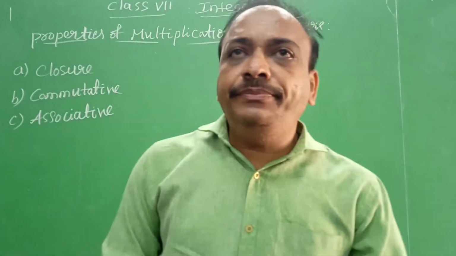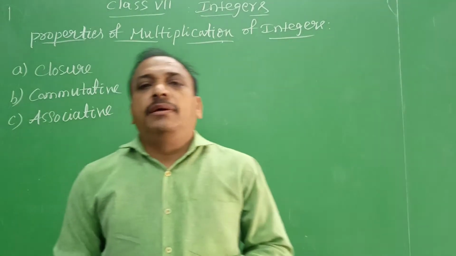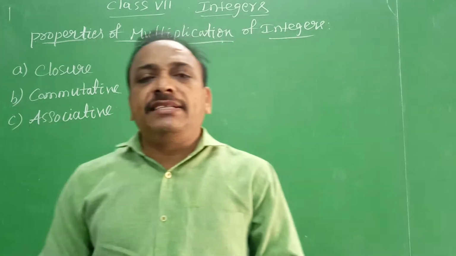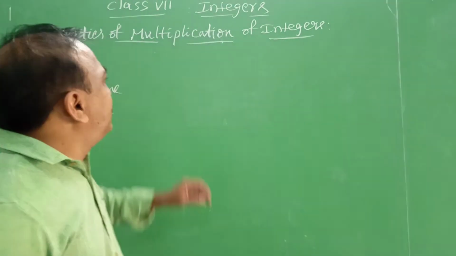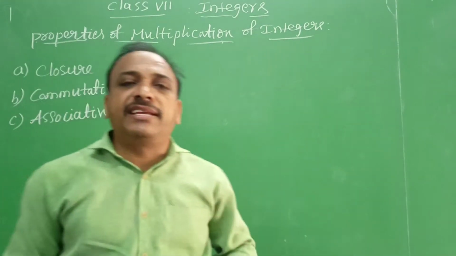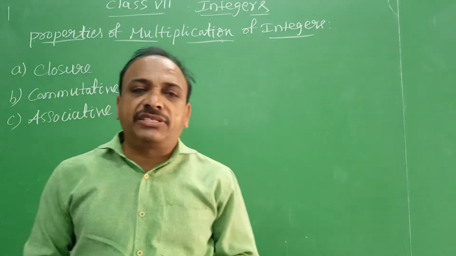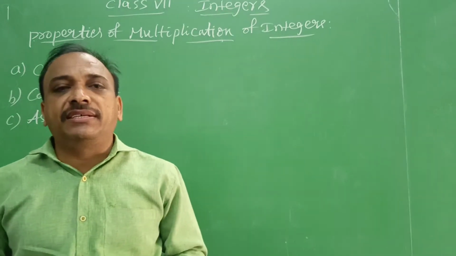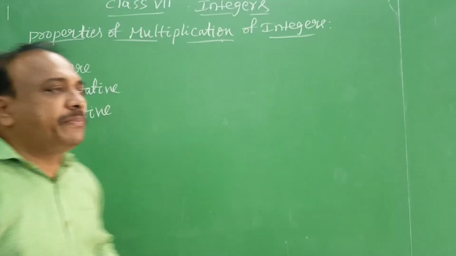Hi students, today we are going to discuss the properties of multiplication of integers. As we discussed earlier, the properties of integers in addition and subtraction, similarly, we are going to discuss the properties of multiplication of integers. In that, we have closure, commutative and associative property.